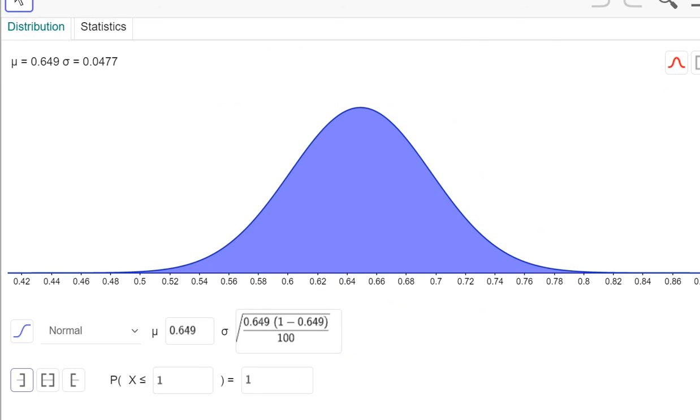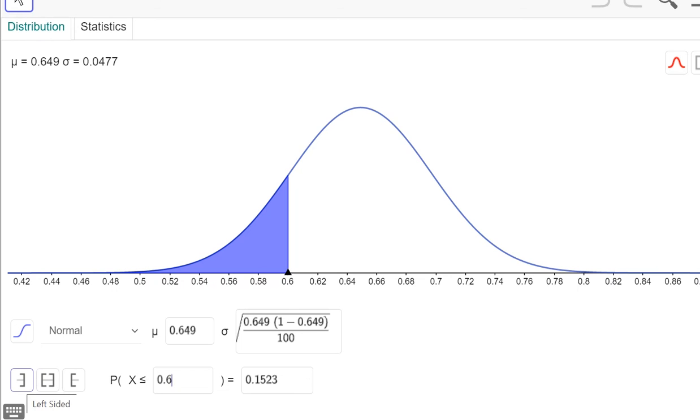Here I am in GeoGebra in the probability calculator. I already have here the mean demonstrated as 0.649 and the standard deviation as the square root of 0.649 times 1 minus 0.649 divided by 100. Now all I need to do is calculate the probabilities appropriately. The first probability we wanted was to find a value less than 0.6. So instead of having less than 1, which is what it defaults to, I'll change that to 0.6. And I find a value of 0.1523.